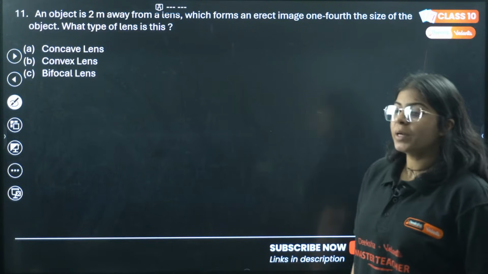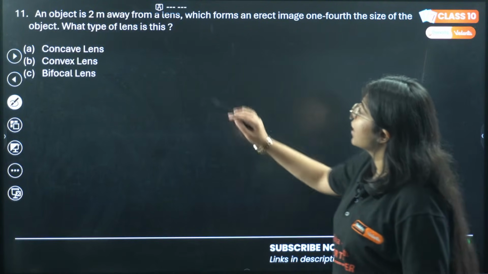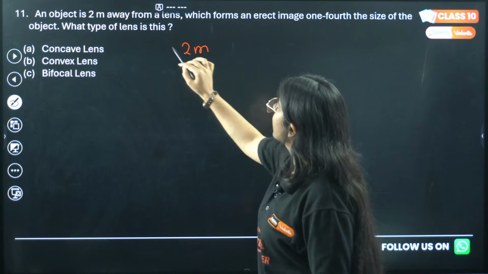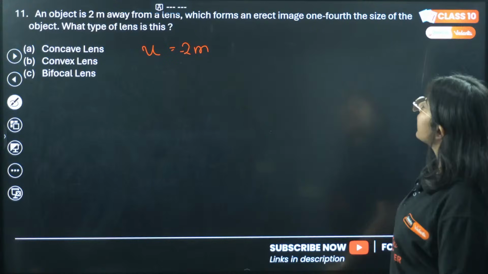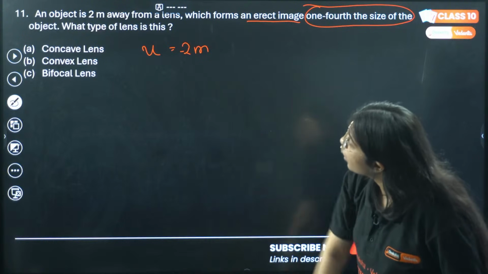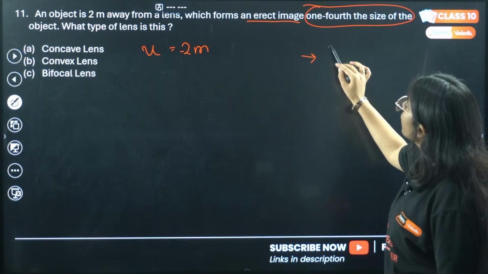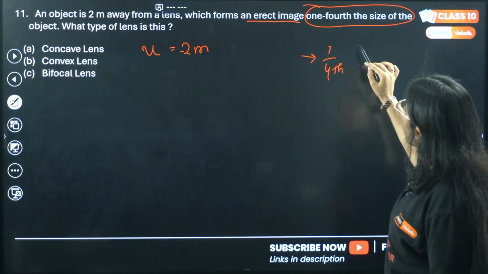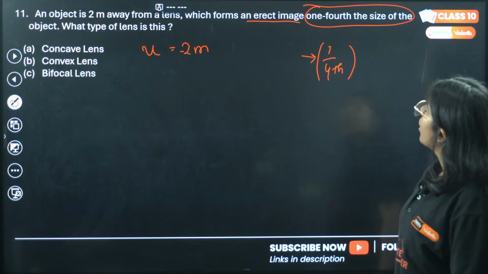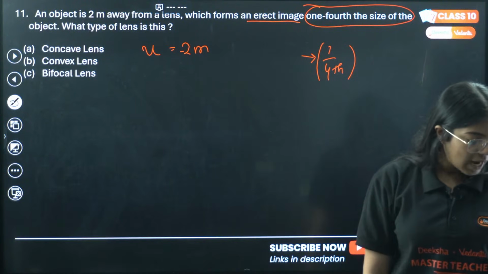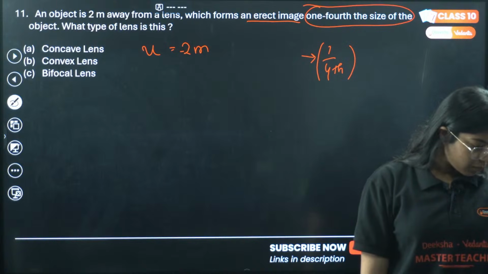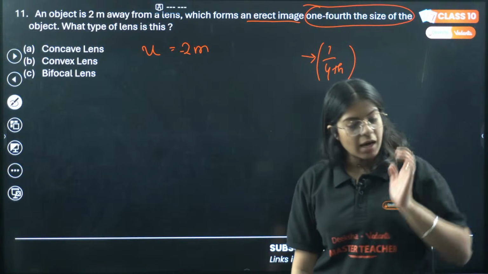An object 2 meters away from a lens. They are saying an object is 2 meters away from a lens, so that will be my U, and it's always negative, which forms an erect image, 1/4 of the size of the object. Which type of lens is this? Let me know the answer first.